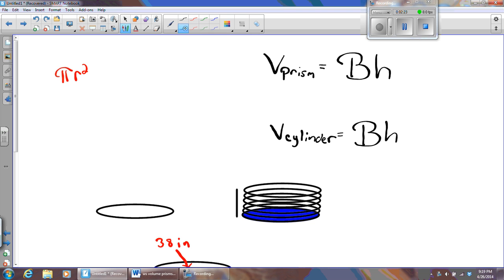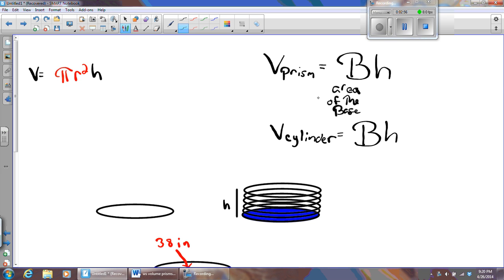So I could take the area of the base and multiply by how many circles there are, or how tall it is. And that would give me the volume of a cylinder. Capital B stands for area of the base. And that's what capital B is. H is the height of the cylinder itself.